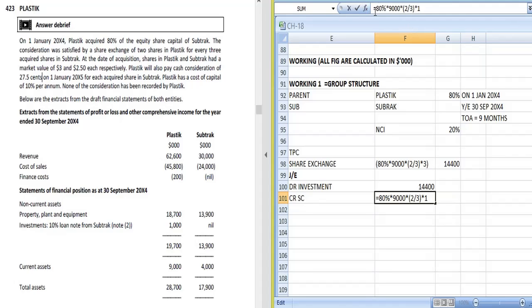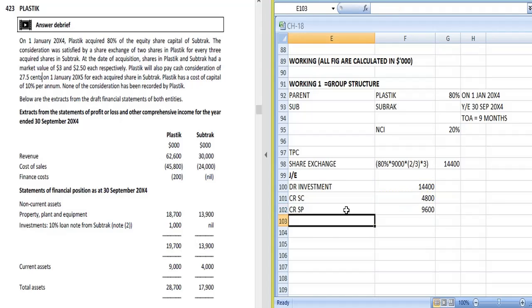So just have a look at the formula bar. I am just making a change. All things will remain the same, except we have to multiply with the nominal value, not with the market value, for the share capital. Now credit share premium, because out of 3, 1 is the nominal value, and the excess amount is the share premium amount. So we will simply subtract these two, and we will get the share premium.